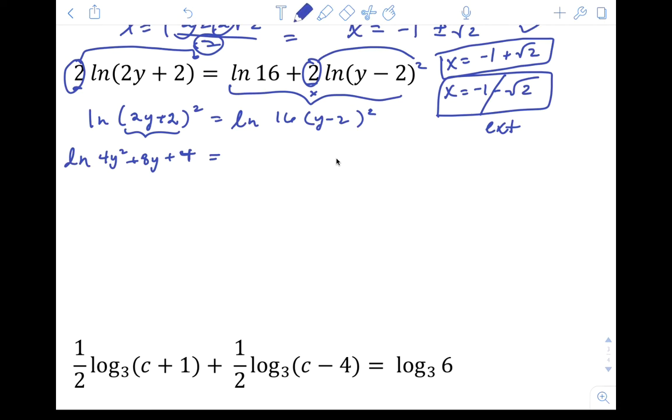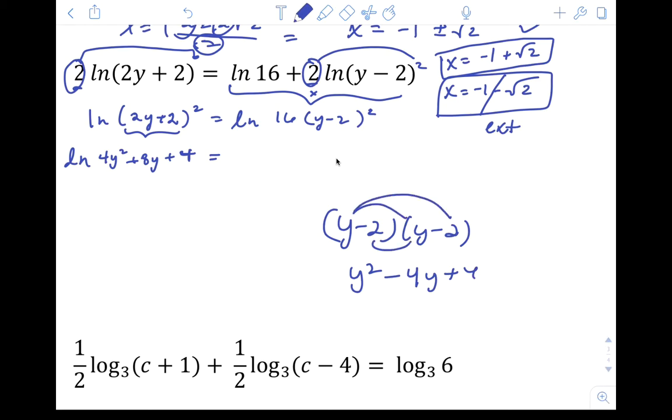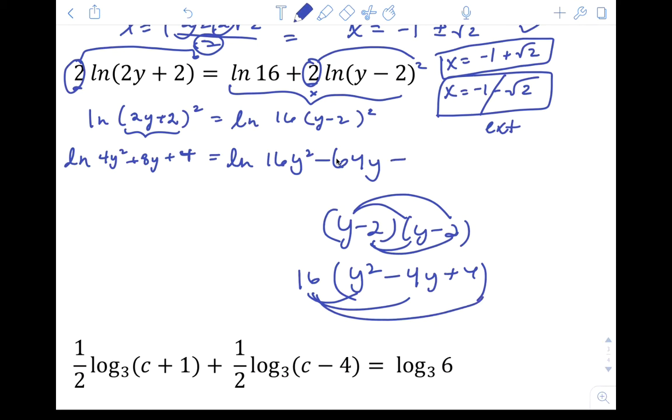So then over on the right, y minus 2 squared is y minus 2 times y minus 2, which is y squared minus 4y plus 4. Y squared minus 2y minus 2y, and that makes the negative 4y in the middle, and then positive 4. So all of this has the 16 next to it. So this one over here on the right-hand side would be 16y squared minus 64y plus 64.